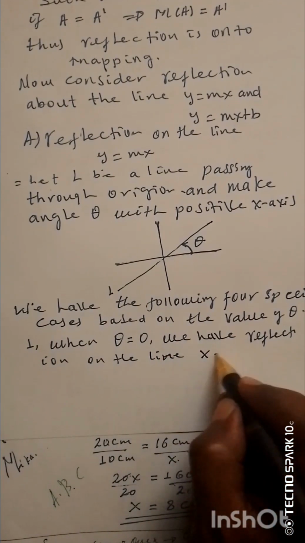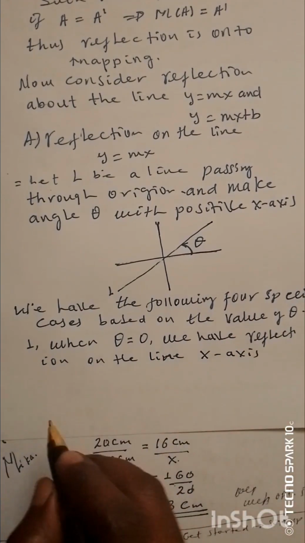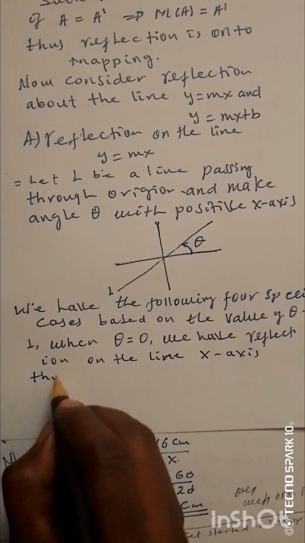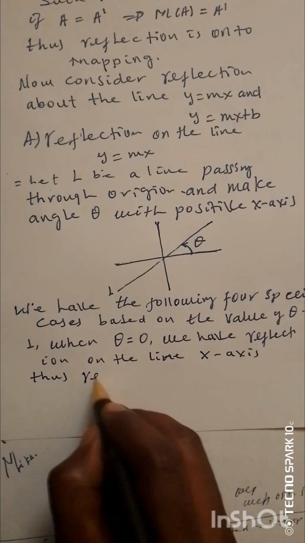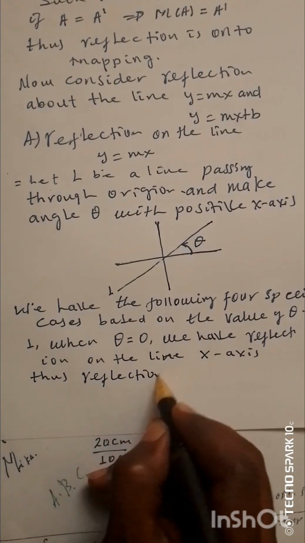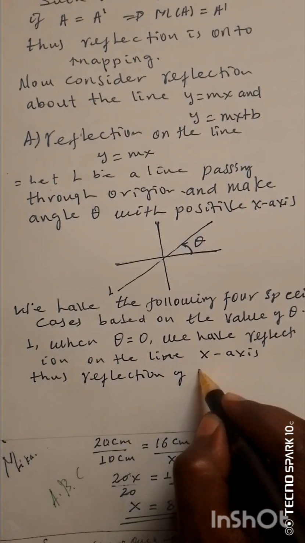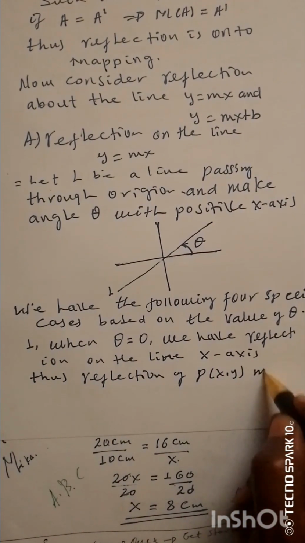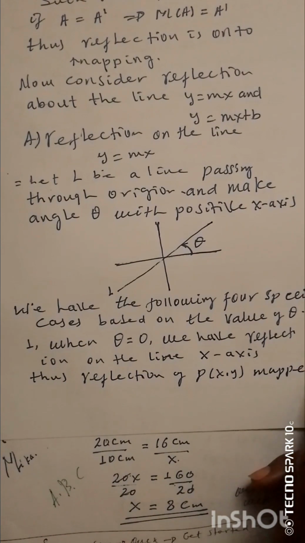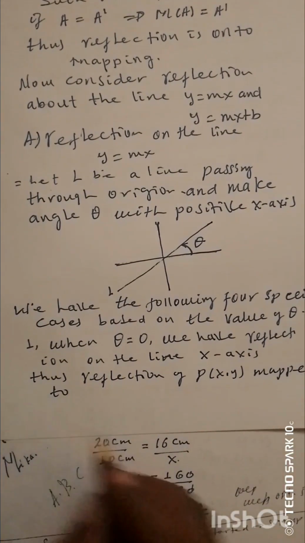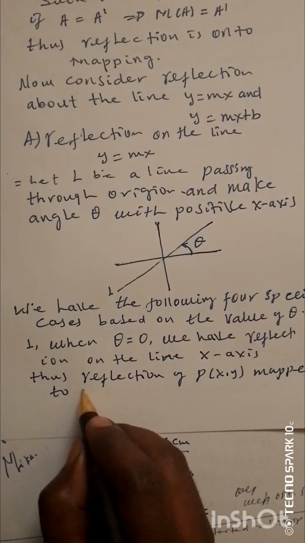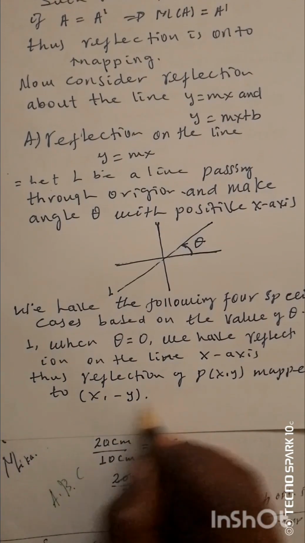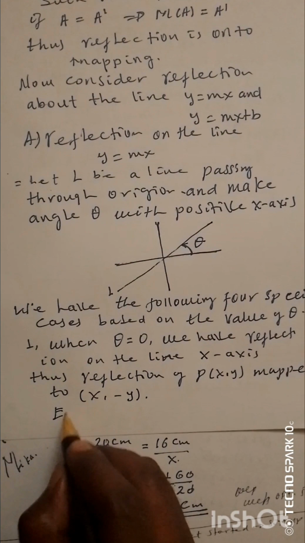So the image of the point x, y is mapped to x comma minus y, because we have a reflection on the positive x-axis as theta is equal to 0. So the image is always mapped to x comma minus y for the given point x comma y.